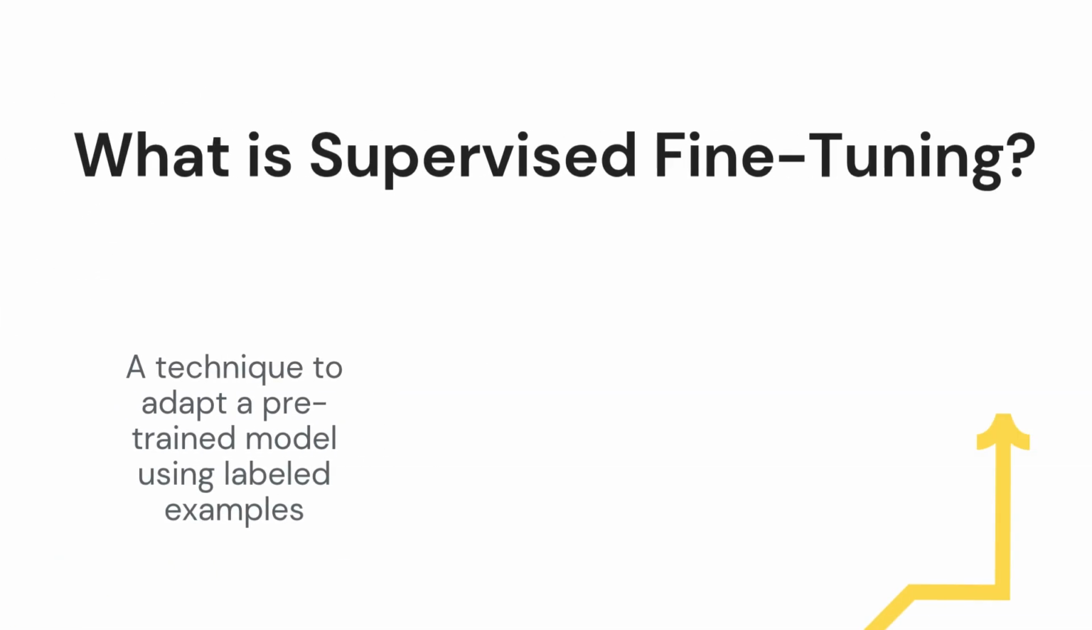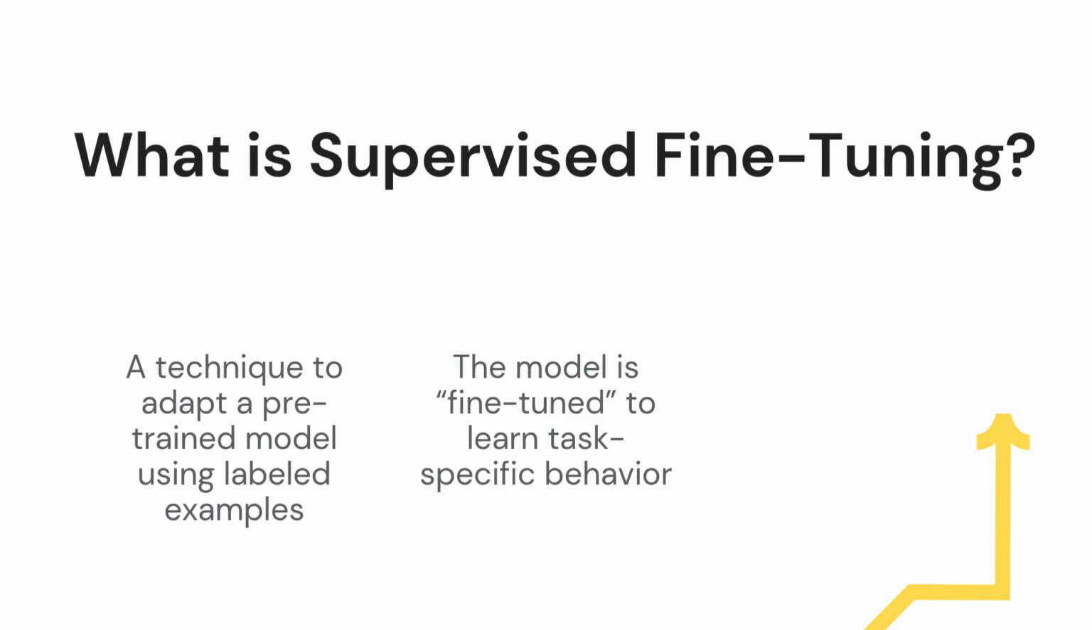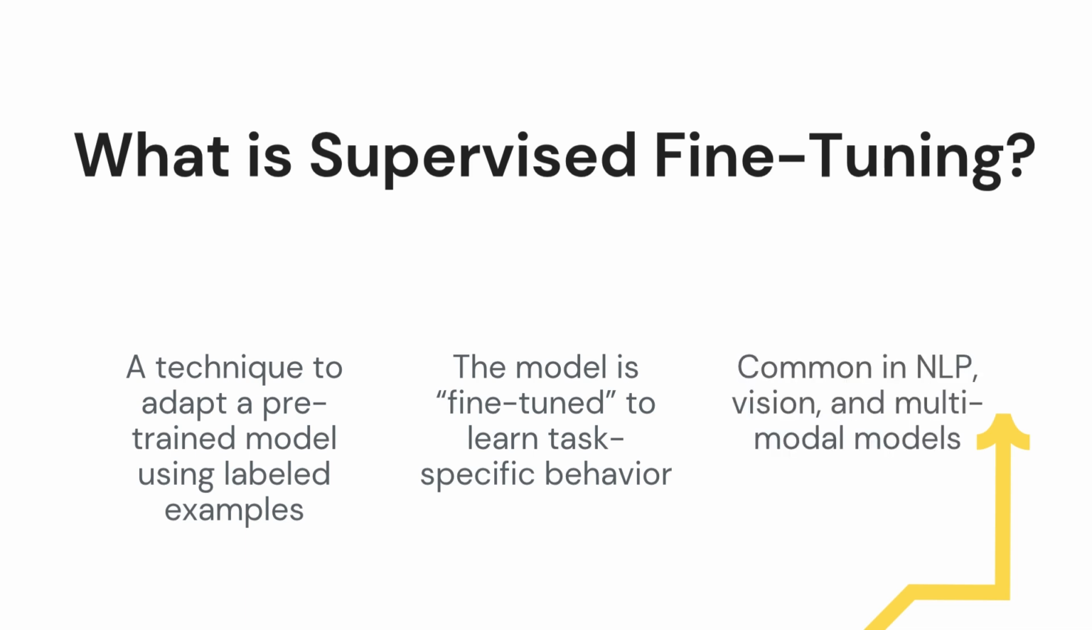So, what exactly is supervised fine-tuning? It's the process of training a pre-existing model, like GPT, BERT, or a vision model, using labeled data. That means data where both the input and the desired output are known. This method helps the model learn specific behavior or responses aligned with your task, such as classifying emails, answering legal queries, or extracting structured information. It's called supervised because it relies on examples where we explicitly supervise the model's output during training.